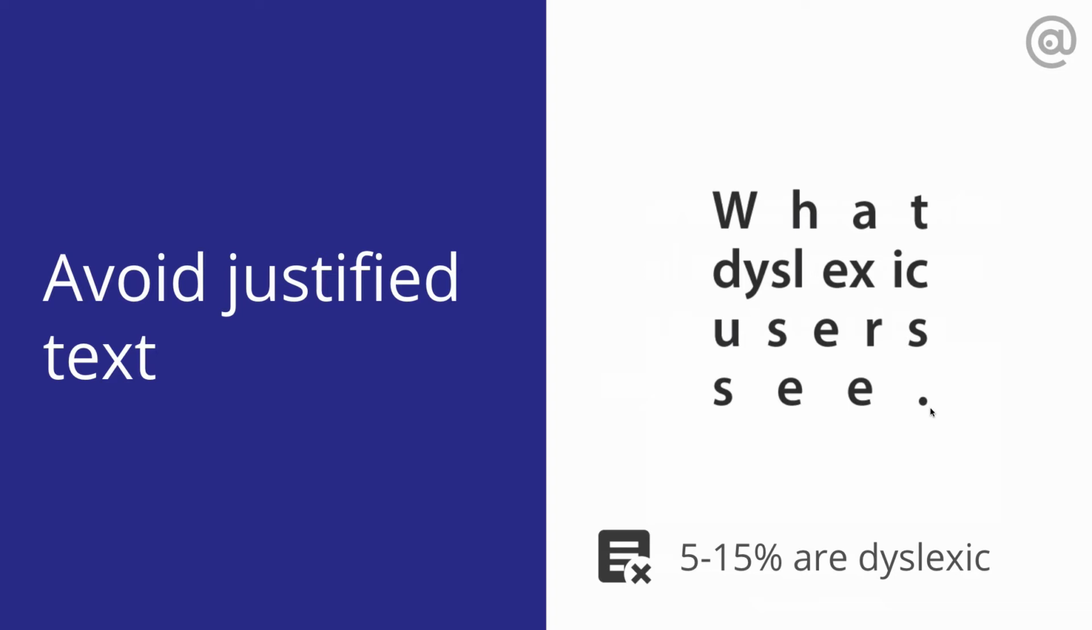This is because it creates large, uneven spaces between letters and words. When these spaces line up above one another, a distracting river of white space can appear, as you can see in this illustration. This can cause dyslexic readers to repeatedly lose their place when reading, and you can avoid creating the river effect easily by using left-aligned text instead of justified text, especially for your paragraphs.